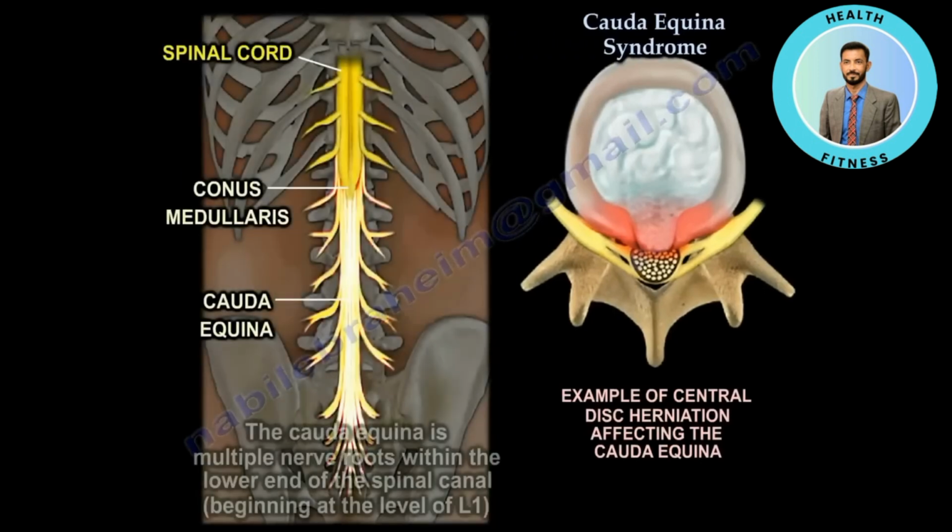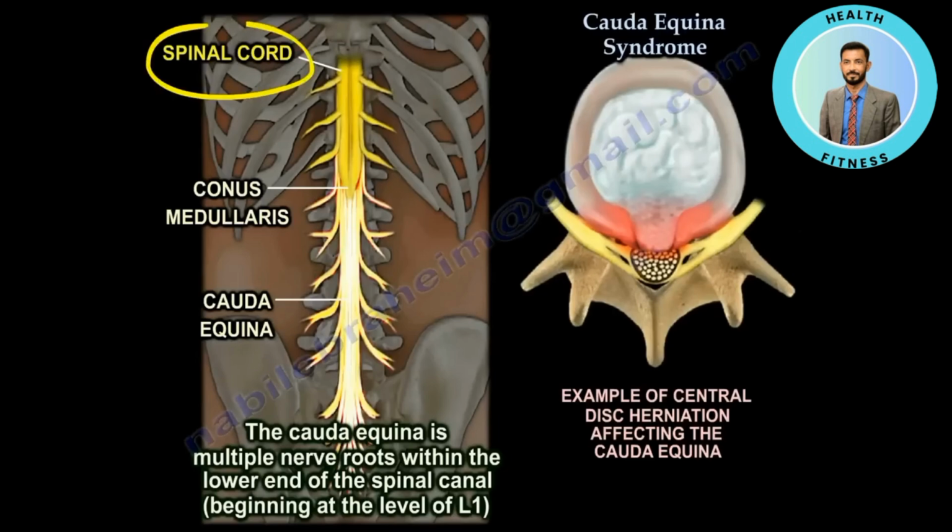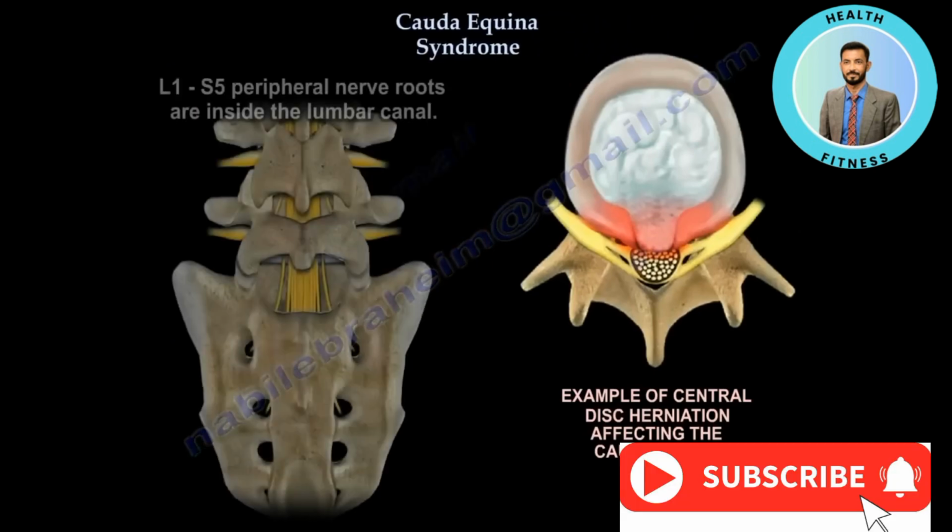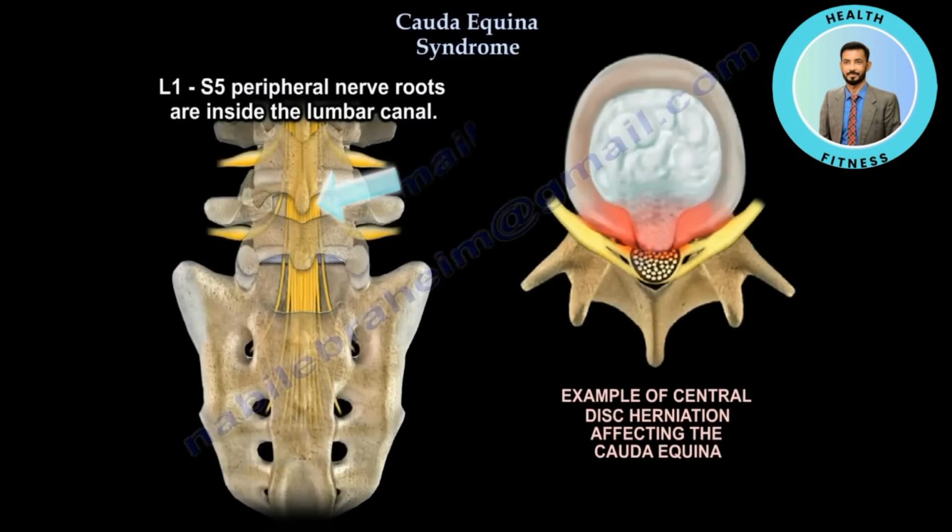Cauda equina is multiple nerve roots within the lower end of the spinal canal. You can see here in this diagram that the spinal cord is up, followed by the conus medullaris at the lower end of the spinal cord, and you can see the cauda equina as multiple nerve roots beginning at the level of L1. The L1 to S5 peripheral nerve roots are inside the lumbar canal.